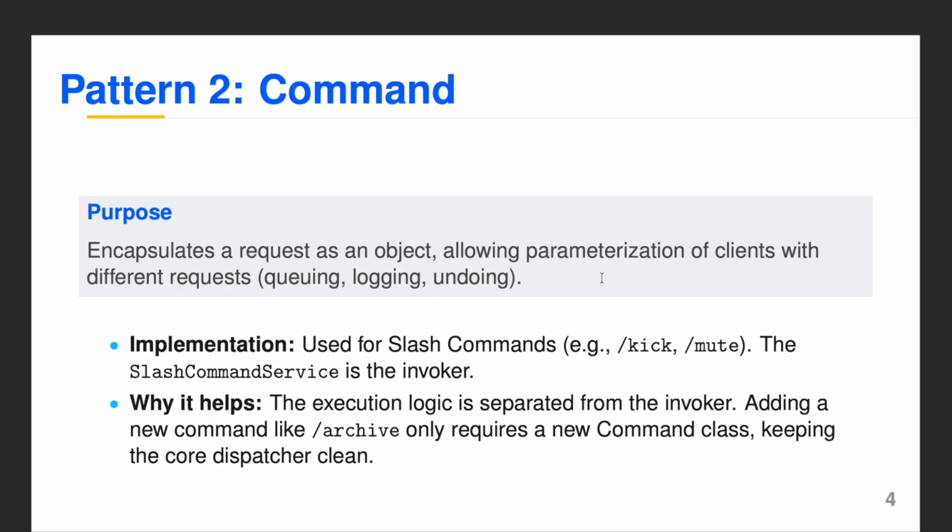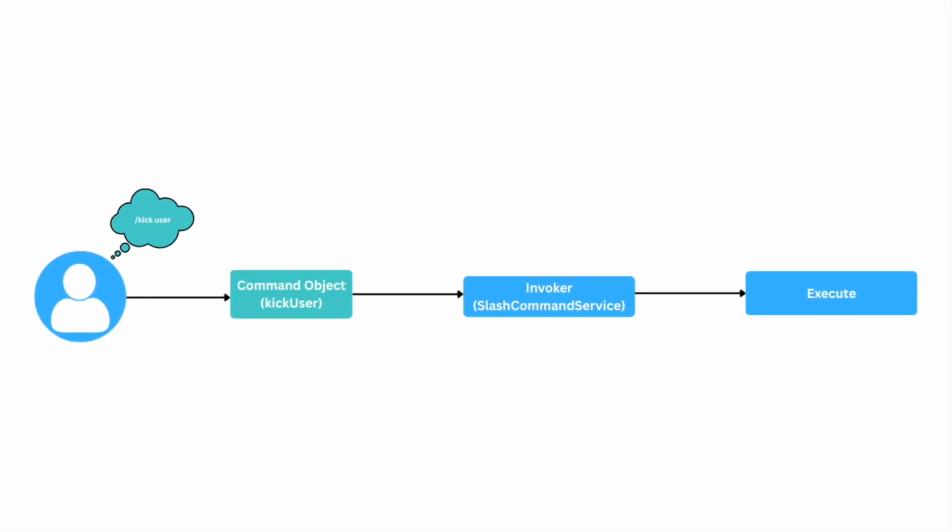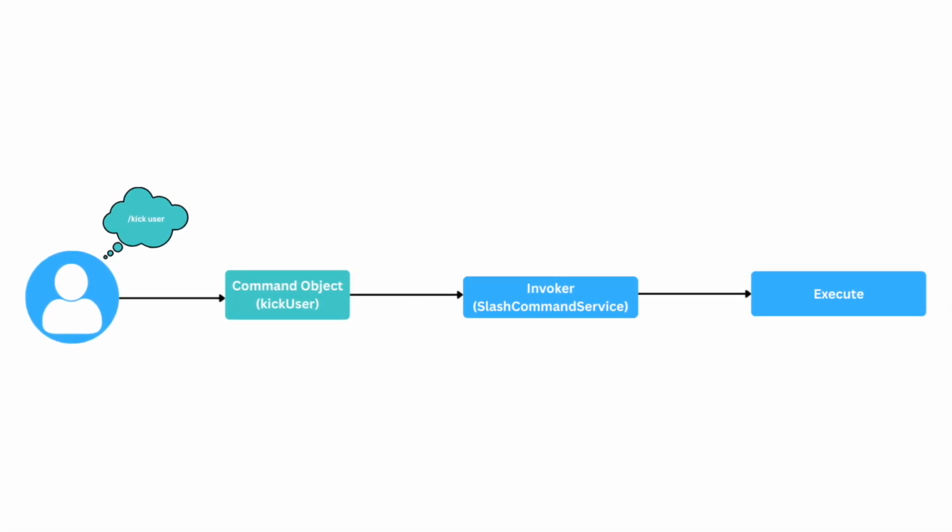Next, for moderation and user actions, we use the command pattern. Think about slash commands like kick, mute. We encapsulate these requests into standalone objects. This separates the code that receives the command from the code that executes it.